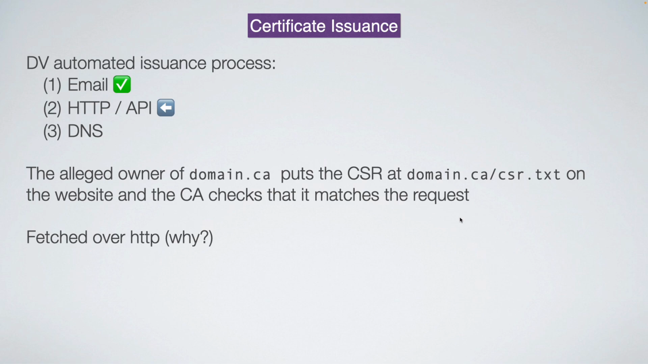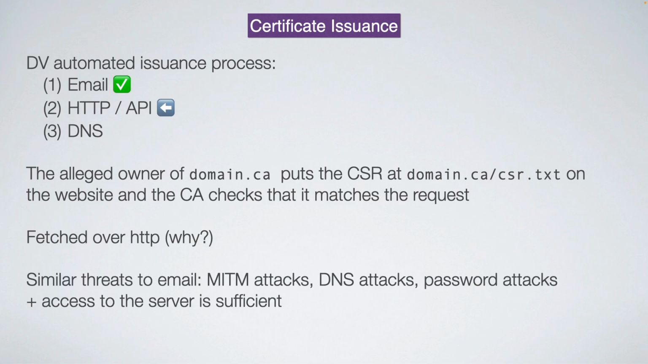So anyone that's in the middle could intercept that, just like the email. They could change it and put their bad public key in this file. Then it has a lot of the similar dependencies. It depends on DNS, and those are basically the same ones. So man in the middle, DNS, password attack on the domain itself. The domain will be a server sitting somewhere. You could access the server. You might be able to upload files to a website.